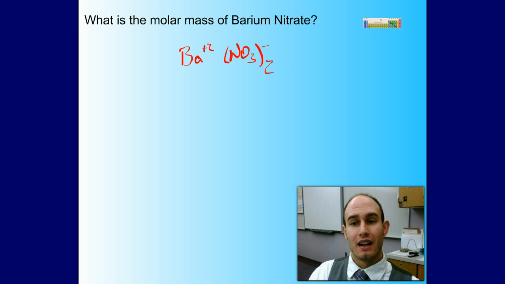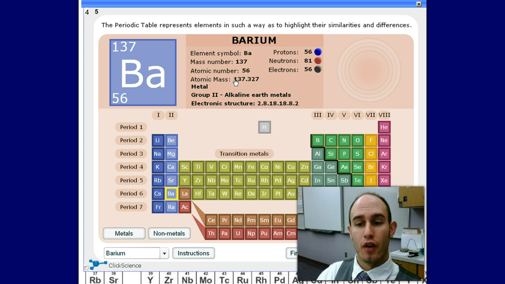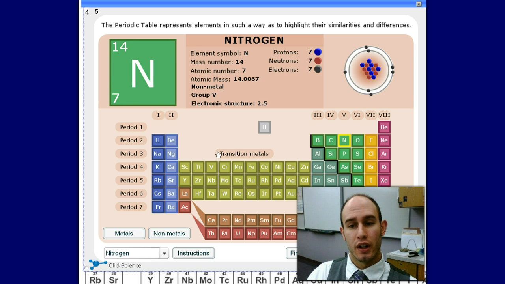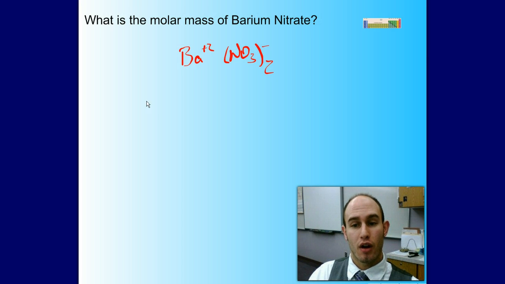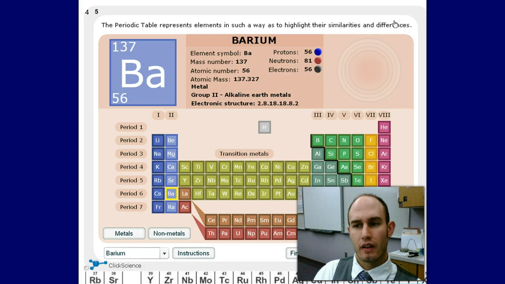I need to get the atomic masses of each one of those. Go to my periodic table. Barium, I'm going to find it right there, has a mass of 137.33. Nitrogen is 14.01. Go back to our problem here, dealing specifically with barium, 137.33. Go back and double check that. 137. There we go.